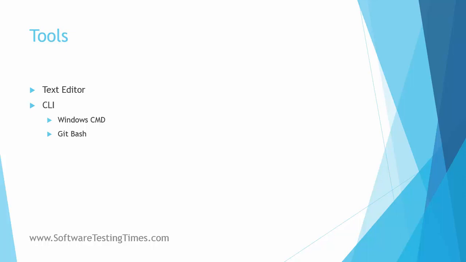And the second one is a CLI, which means Command Line Interface. I think you guys are familiar with the CLI. In Windows, we already have CMD by default. When we run our program, we need a CLI. And the second option is Git Bash. I will use Git Bash, so you need to install Git Bash on your computer.